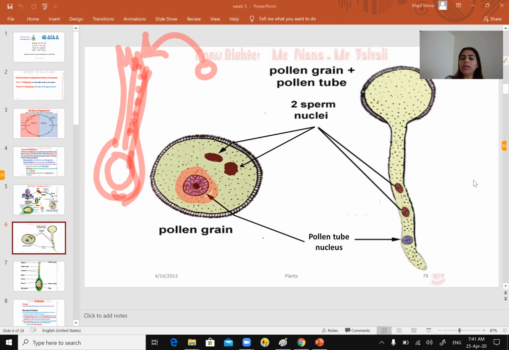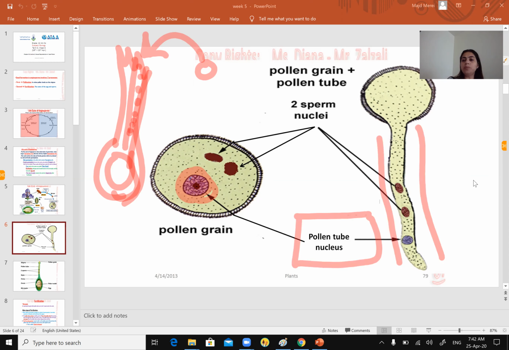So in a pollen grain, the first part is the pollen tube nucleus, which will form the tube. The second part is the sperm. And as you watched in the video, it will go through mitosis, okay? And there will be two sperms before it reaches the ovule.